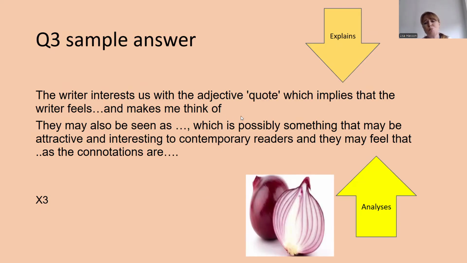So what we're doing here is we're explaining what the quote shows to us, what we understand from it. But if we want to peel it back and analyze it, we might almost consider it like an onion and peel away the layers. So you could say something like, this might also be seen as, so give a different interpretation of it, which is possibly something that may be attractive and interesting to contemporary readers, and they may feel that, and then again, delve into what they might think and feel as the connotations are. So what words, what do those words make you think of? What do they suggest to you? To play around with sort of diving into it much more if you're going to be working towards that analysis, which will get you those higher marks.